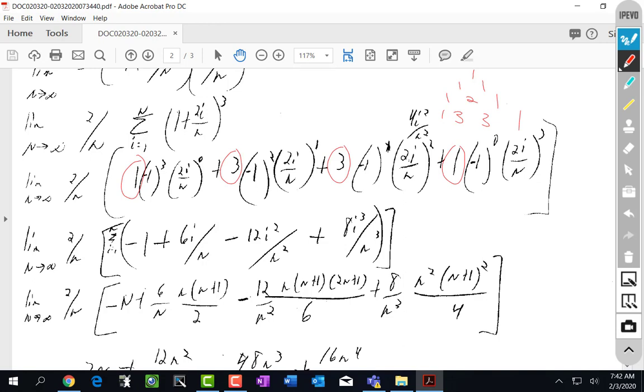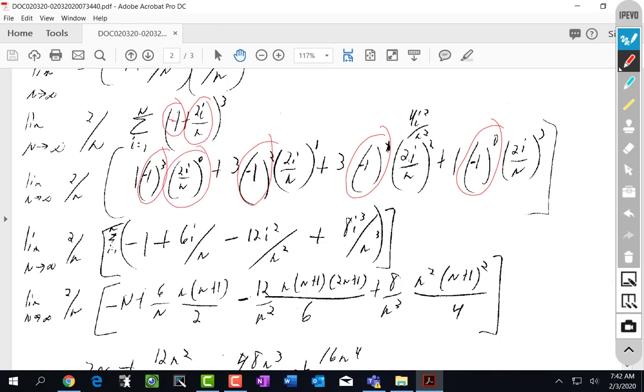And if you remember, your first term descends. So here's a negative 1. It's going to go down, so it's negative 1 to the third, negative 1 to the second, negative 1 to the first, and negative 1 to the 0. And then my last term is going to ascend. So 2i over n to the 0, 2i all over n to the first, 2i all over n to the second, and 2i all over n to the third.